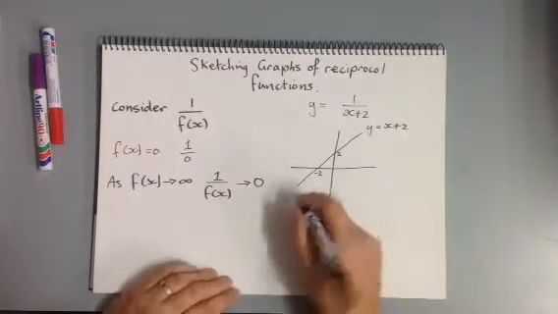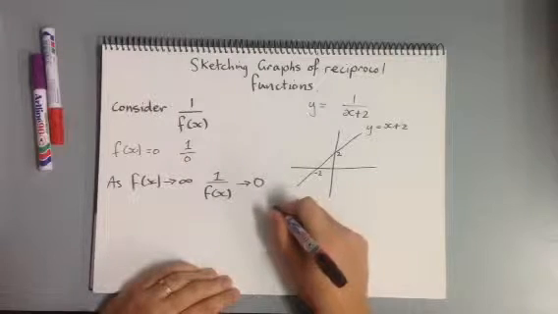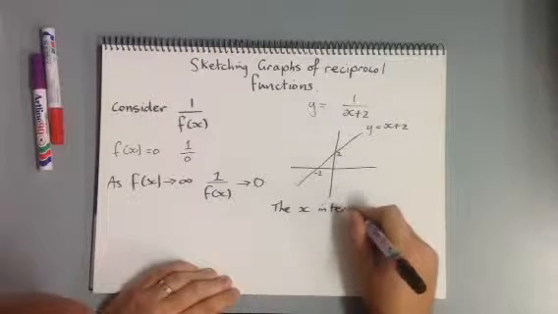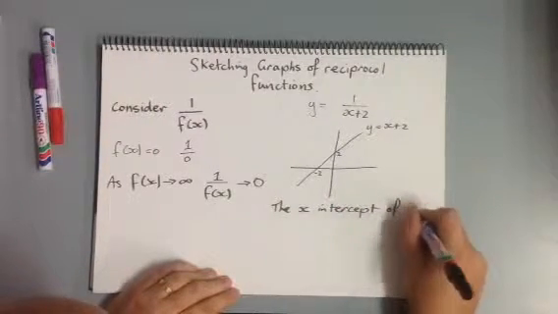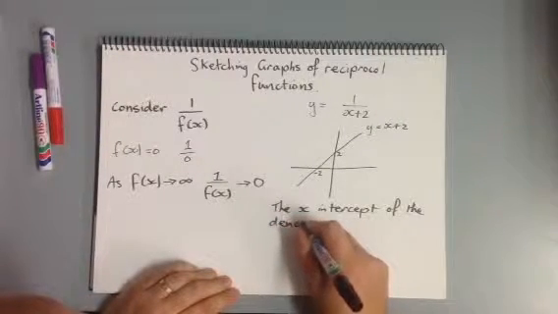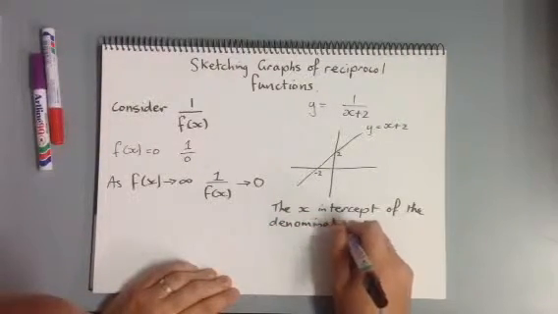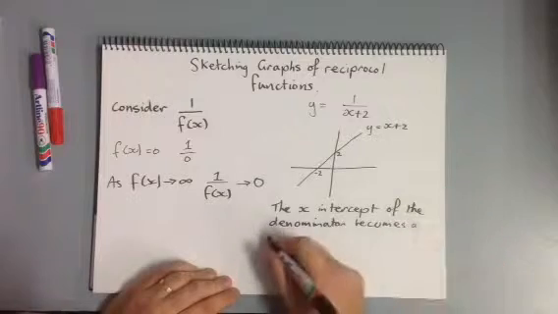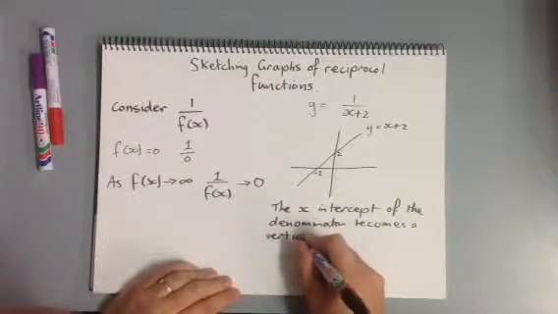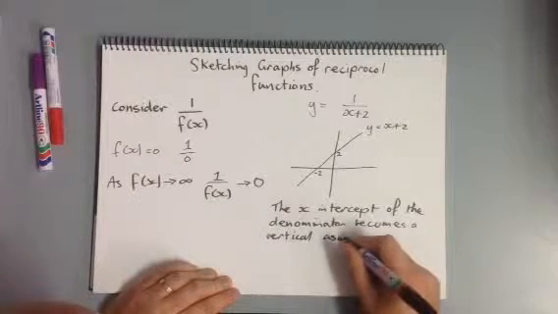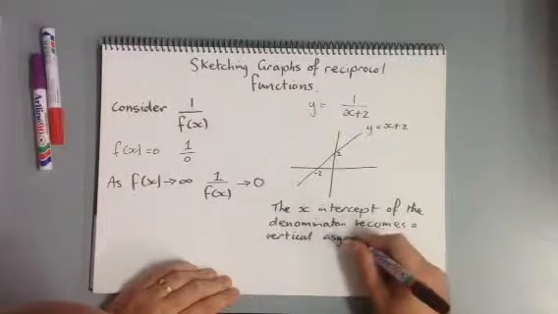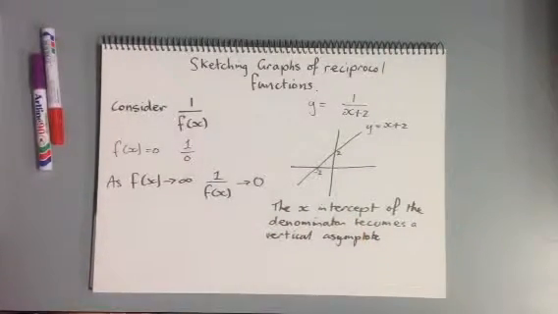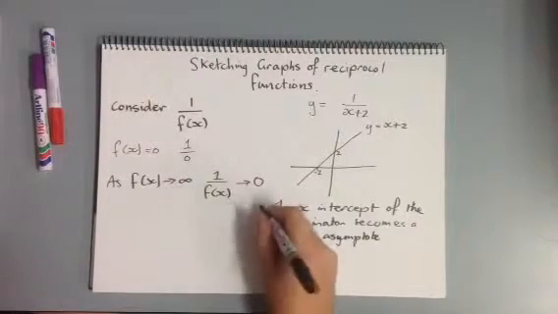One of our big ideas is that the x-intercept of the denominator becomes a vertical asymptote. So our x-intercepts become vertical asymptotes for our new graph. That's one big idea.